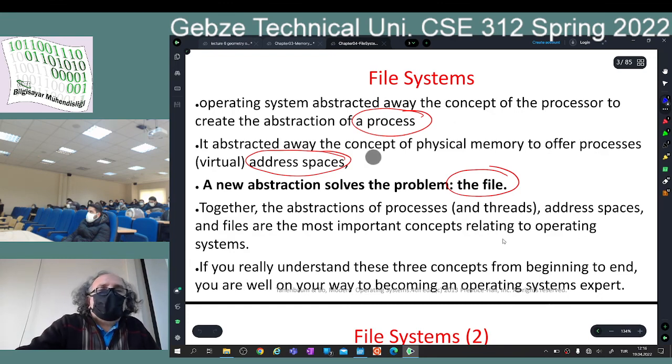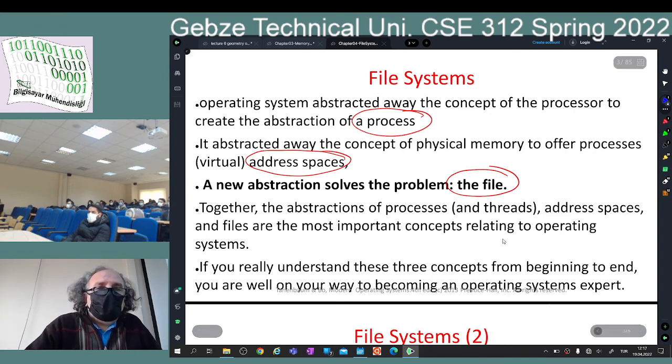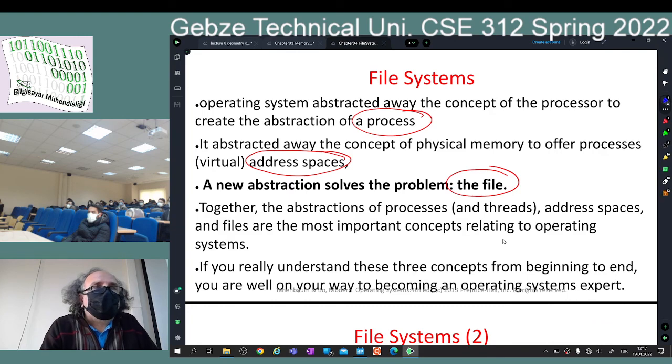Then when we came to memory, we started talking about address spaces, virtual address spaces. For paging, it's a very large linear space of addresses. For segmentation, many different linear address spaces, but address spaces were the main abstraction mechanism. Now, when we come to file systems, the file is going to be our new abstraction. What's a file? A file is a place in our secondary storage to keep permanent data.